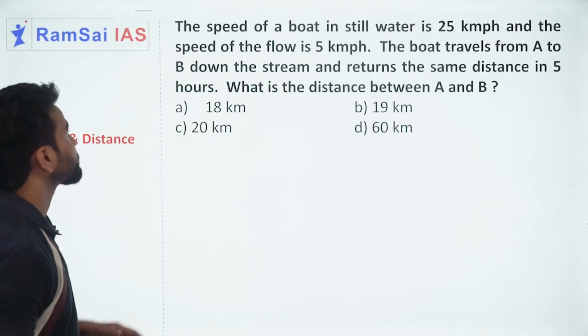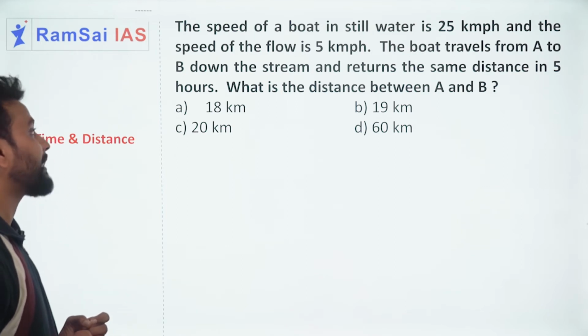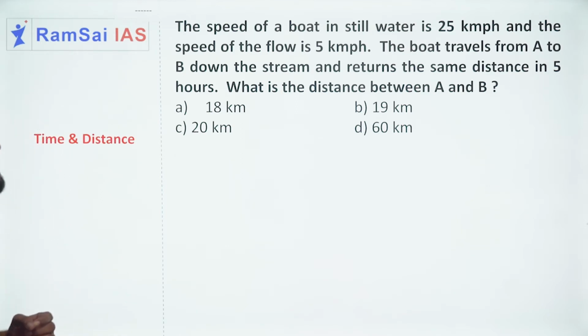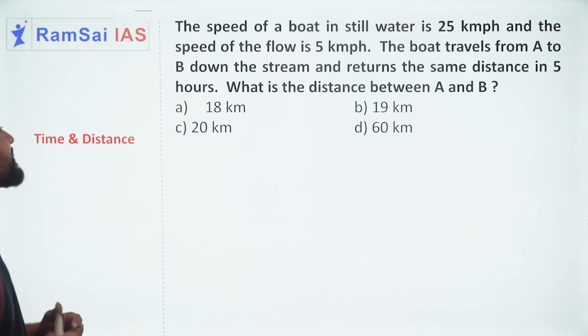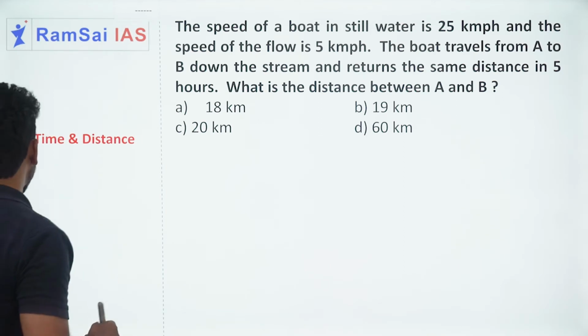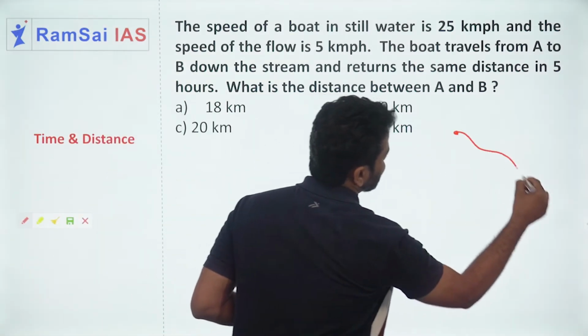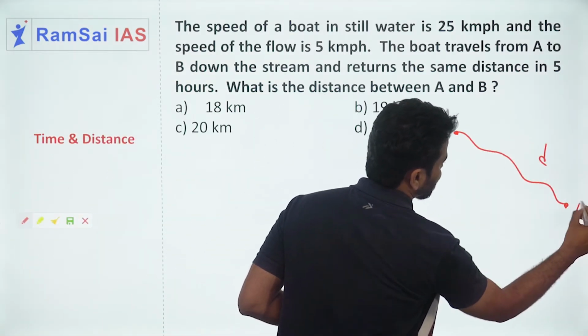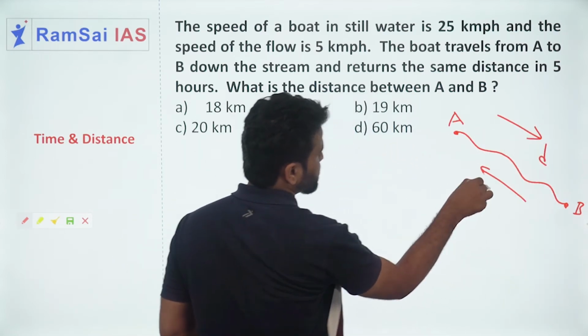The next one. The speed of boat in still water is 25 km per hour and the speed of the flow is 5 km per hour. The boat travels from A to B down the stream and returns the same distance in 5 hours. Then what is the distance between A and B? Just imagine the distance between A and B is d kilometers. D kilometers, the distance between A and B. So this is downstream and this is upstream.